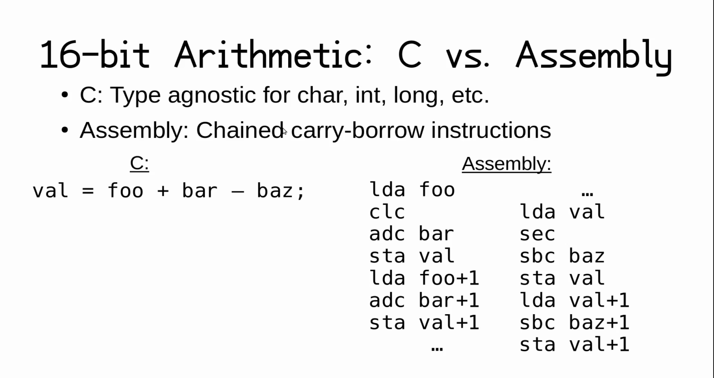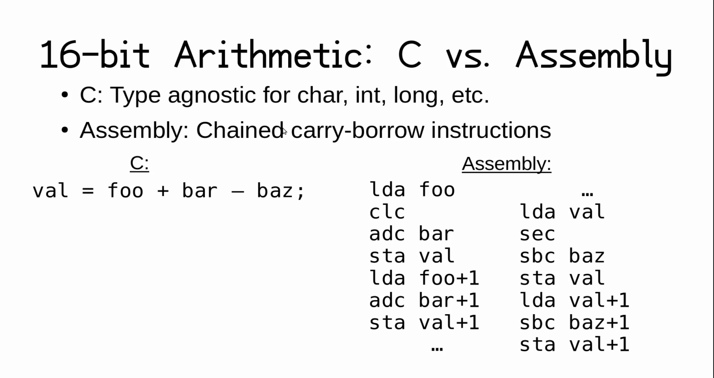So like before, we load A with the value at foo, but this time we know that it is just the low byte, so we'll have to come back for the high byte. For now, we clear C and add in the low byte at bar. Even though we aren't done yet, we need to store this intermediate value, so we go ahead and store that at val temporarily.